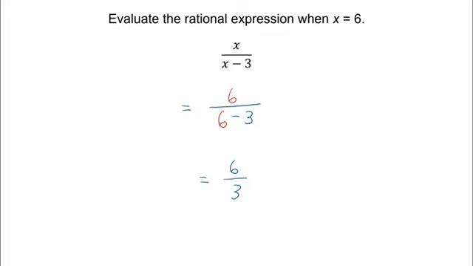6 minus 3 in the denominator is 3, so we have 6 over 3. And 6 divided by 3 is 2. So the value of this rational expression when x is equal to 6 is 2.